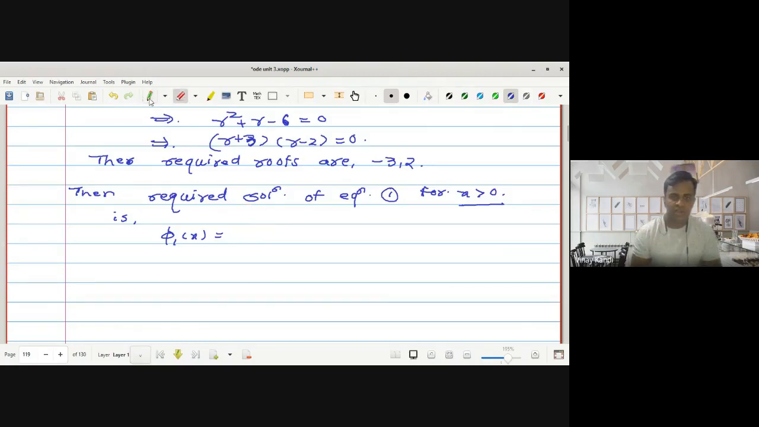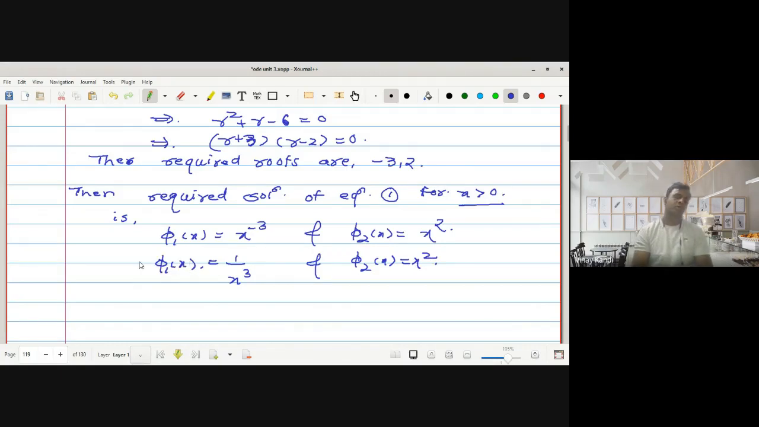So hence we can write x raised to minus 3, and phi 2 of x is equal to x raised to 2, that is equal to 1 upon x cube, and phi 2 of x is equal to x square. Okay, any doubt? No, sir. जर mod x तुम्हाला ही जर कंडिशन दिलेली नसेल तर काय लिहिलं असतं तुम्ही मग mod x raised to r or mod x raised to r2. Okay, now the next example.